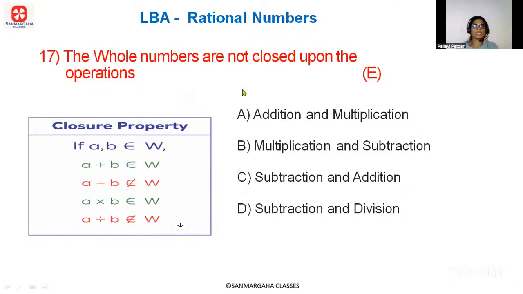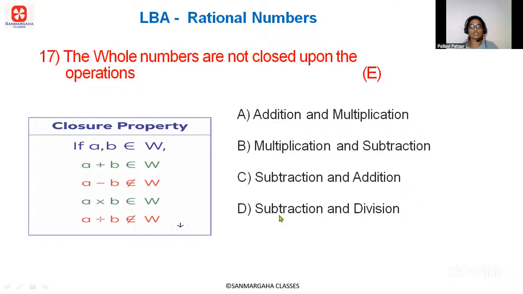In the rational number chapter, look at question number 70. The whole numbers are not closed upon the operations. Option A, addition and multiplication. Option B, multiplication and subtraction. Option C, subtraction and addition. Option D, subtraction and division.